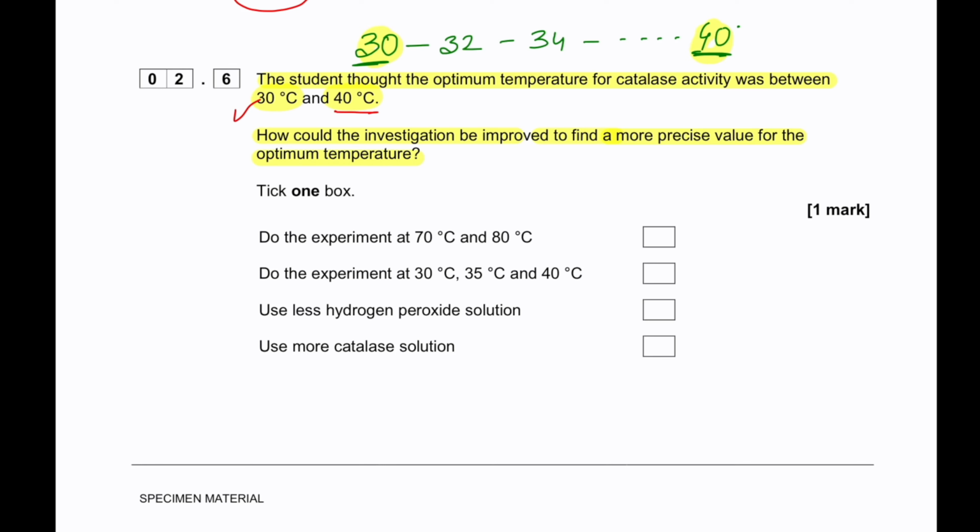All right. So can choose the intervals and repeat it. Do the experiment at 70 and 80. So that will be wrong because the experiment needs to be repeated between 30 and 40. Do the experiment at 30, 35 and 40 degrees Celsius. This could be a better approach compared to the top one. Use less hydrogen peroxide in solution. No, hydrogen peroxide must be kept the same volume and same concentration. Use more catalase. No, same amount should be used. So repeat the experiment at more intervals.